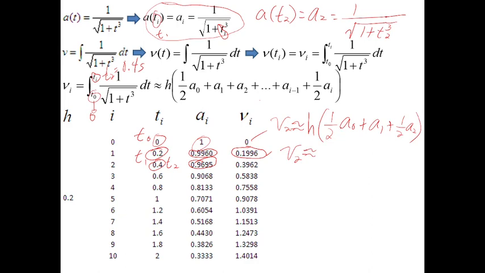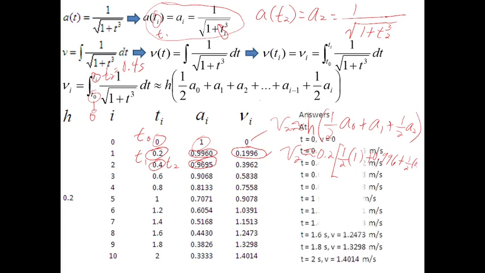Alright, so what is that? So h is 0.2. 1 half of a sub 0, a sub 0 is 1. A sub 1 is 0.9960, plus 1 half of a sub 2 is 0.9695. So 0.9615.